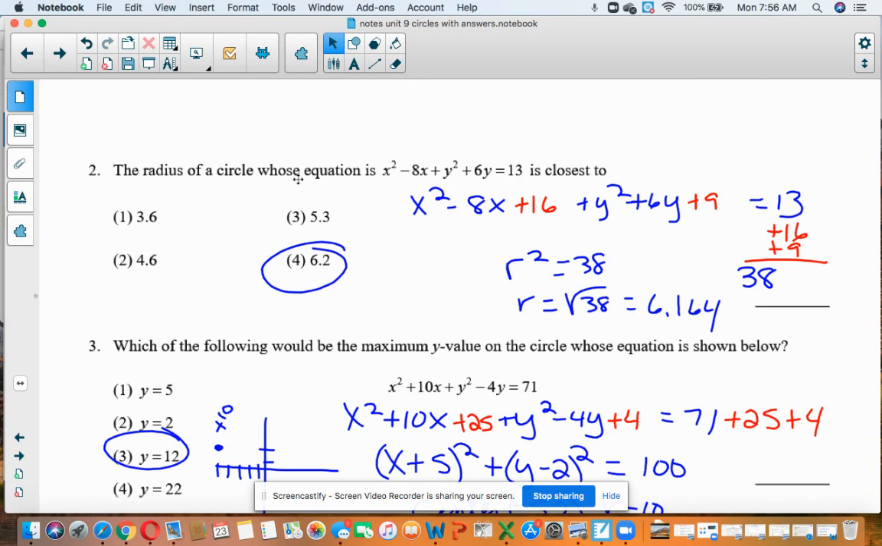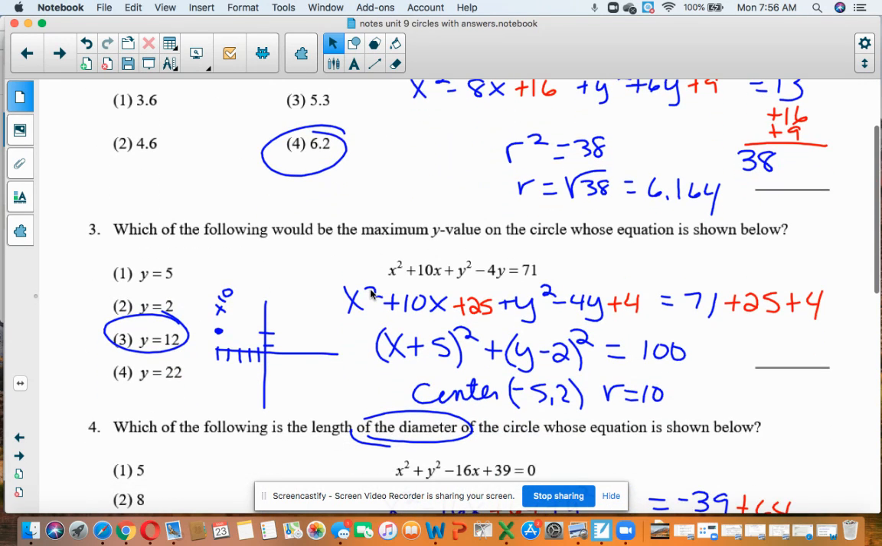If we look at the next page right here, it's a multiple choice question. I still have to do all this work, even though they're just asking me for the radius. I have to complete the square with the x's and with the y's, because I need to figure out what I'm adding on: the 16 and the 9 to get 38. Remember, this number on the right is the radius squared, so my radius is actually the square root of 38, and they just wanted the number that's closest to that, and that is choice 4, 6.2.